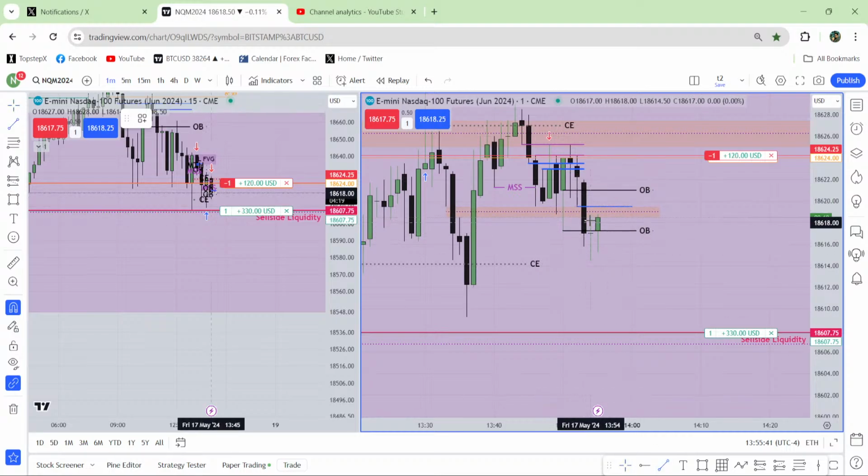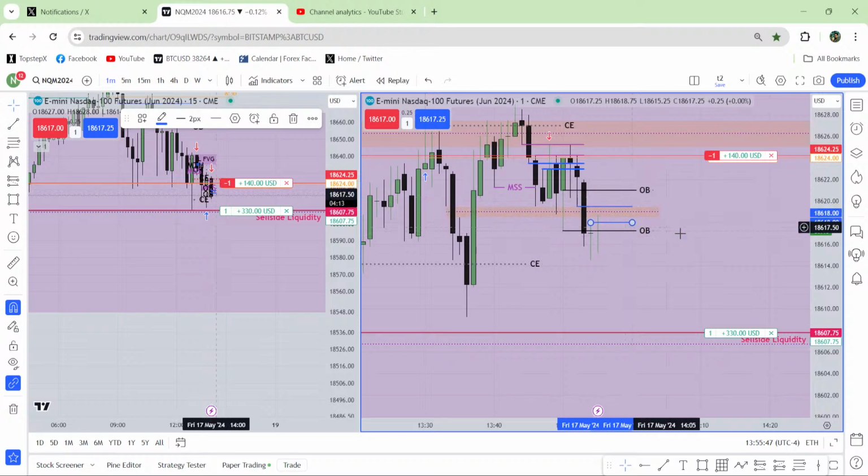I really don't want to see that this parabolic gap is broken. These two blue lines. Okay, I really don't want to see them broken.